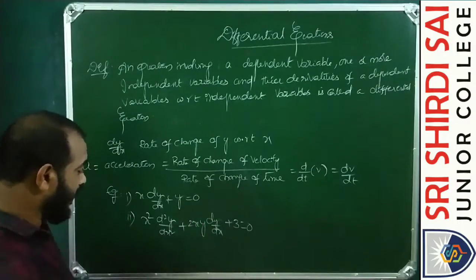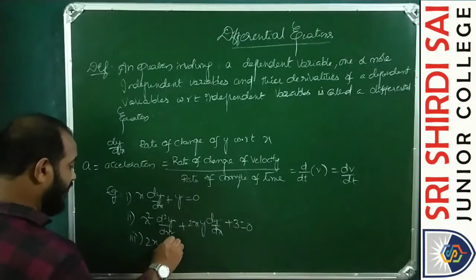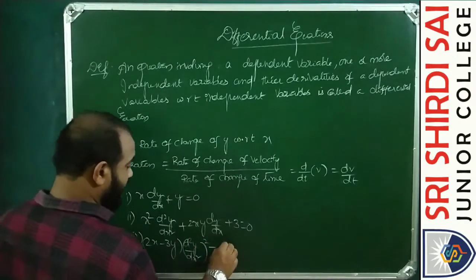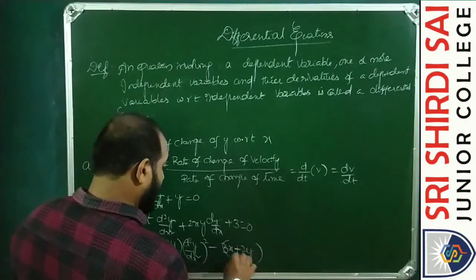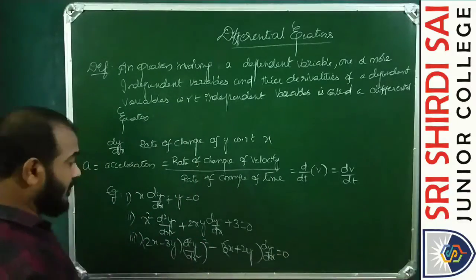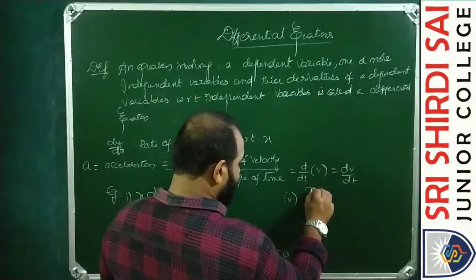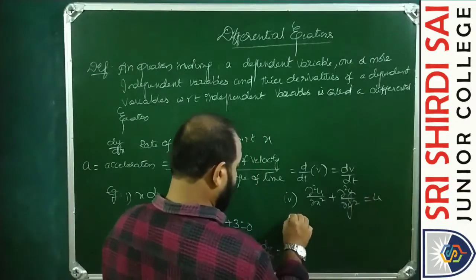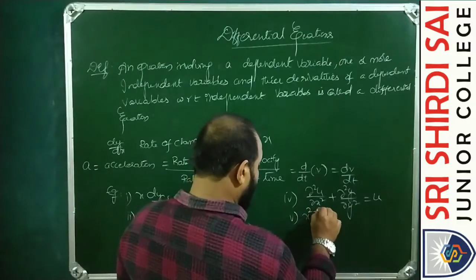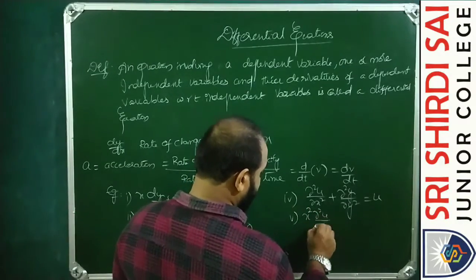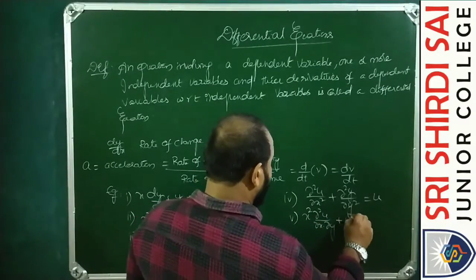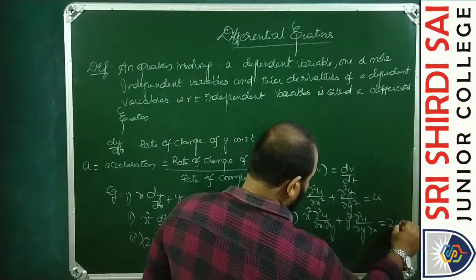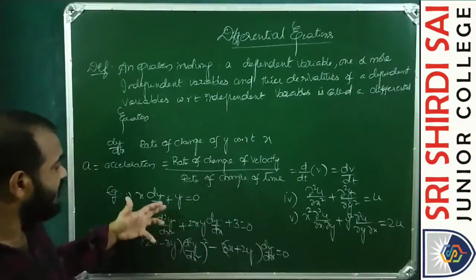The third one is 2x minus 3y times d square y by dx square, whole square, minus 3x plus 2y times dy by dx equals 0. And we can even take dou square u by dou x square plus dou square u by dou y square equals u. Otherwise, x square dou square u by dou x dou y plus y square dou square u by dou y dou x equals 2u. So these are some of the examples of differential equations.